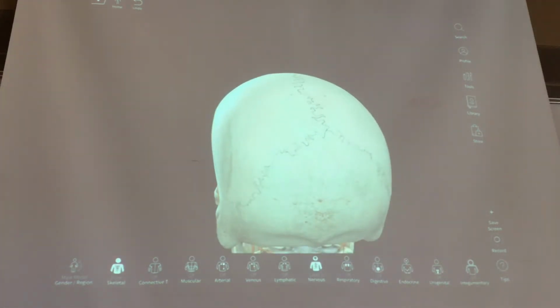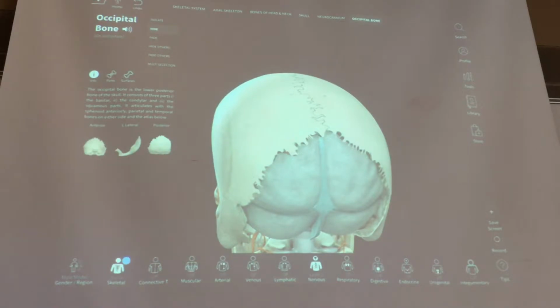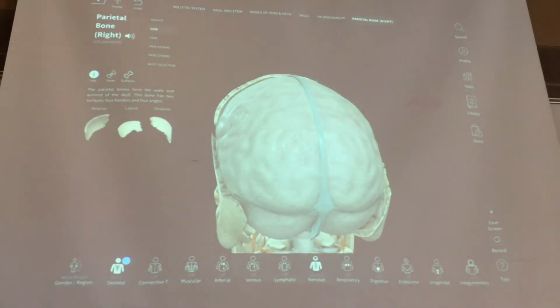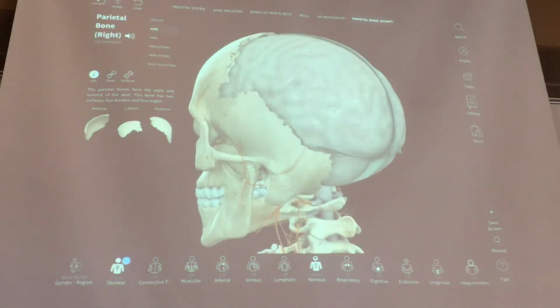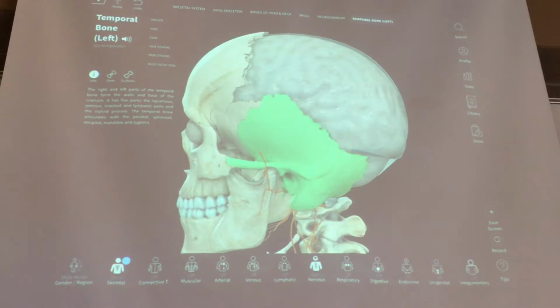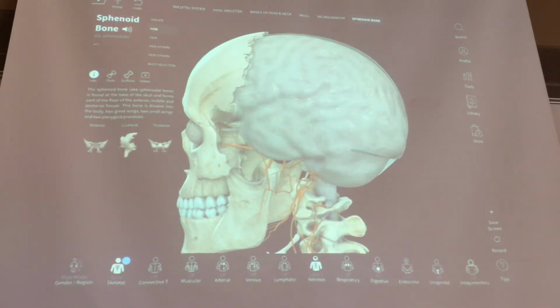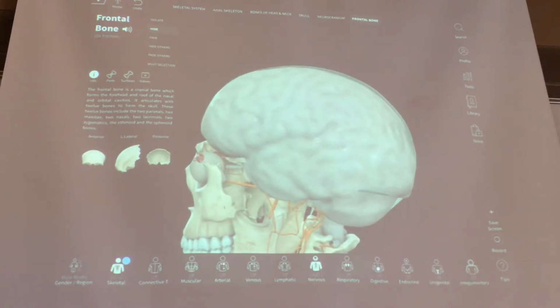So I'm going to remove this occipital bone. I'm going to hide it. The parietals, I'm going to hide those. And then I'm going to turn it around to the side here. I'm going to hide the temporal, the sphenoid, and the frontal. Okay. So let's just take a look right now at our cerebrum.